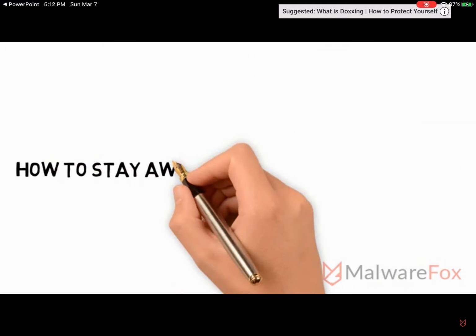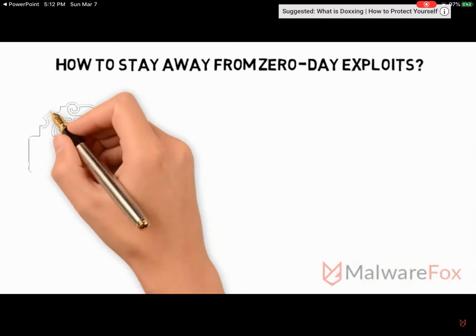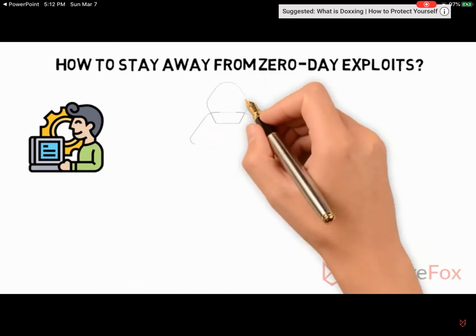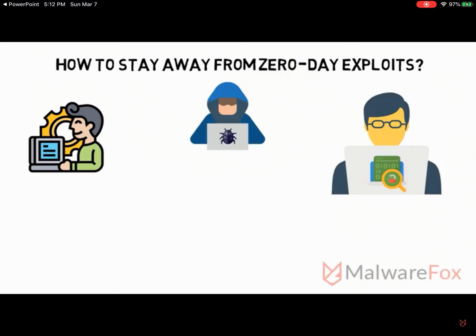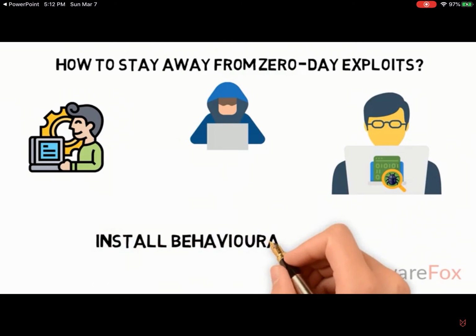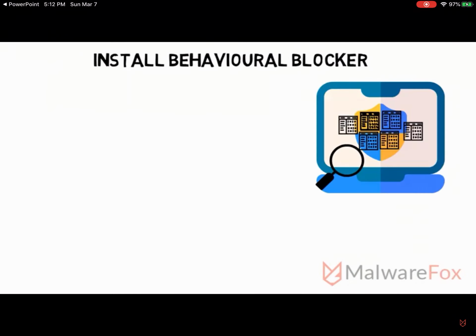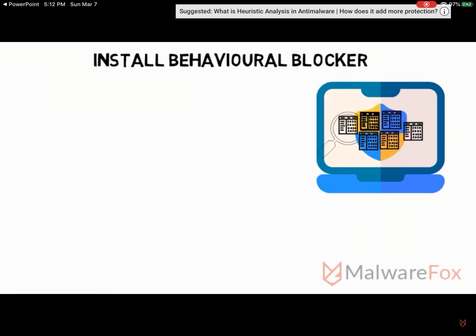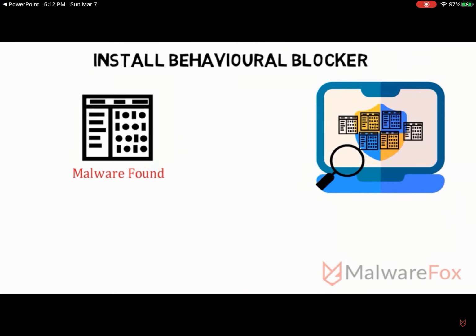How to stay away from zero-day exploits? As you know, there are no immediate fixes available to resolve the exploit because the developer is still unaware of its existence. For better protection, you should have a behavioral blocker installed on your system. It monitors the behavior of all programs. When a program takes action that matches the malware description, it blocks that program. Thus, the zero-day attack is prevented.